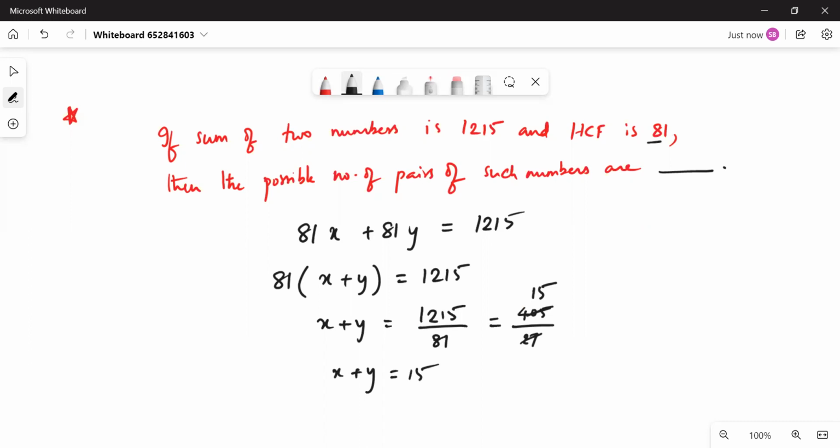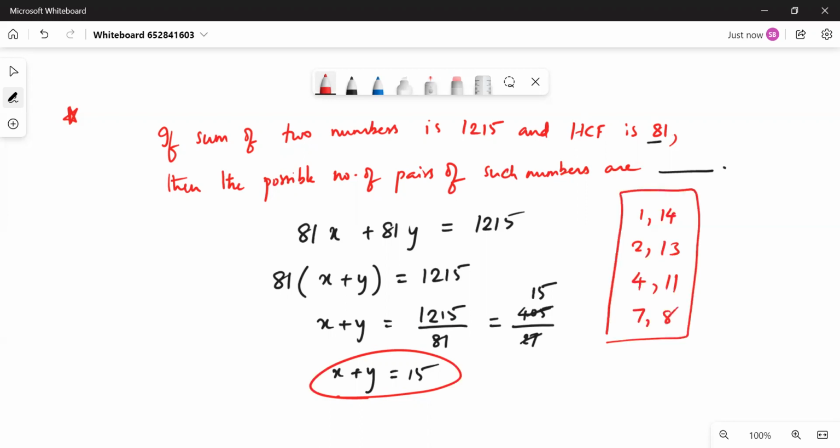Now, how many such co-prime pairs can be formed? I can take 1 comma 14. I can take 2 comma 13. I can take 4 comma 11. I can take 7 comma 8. That's all, sir. Four pairs.